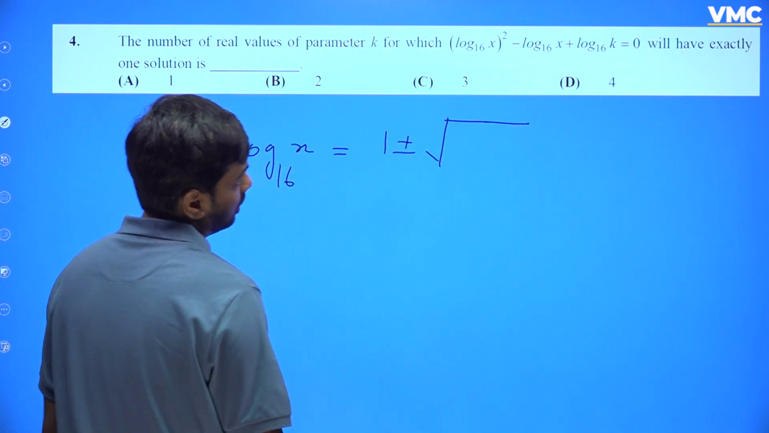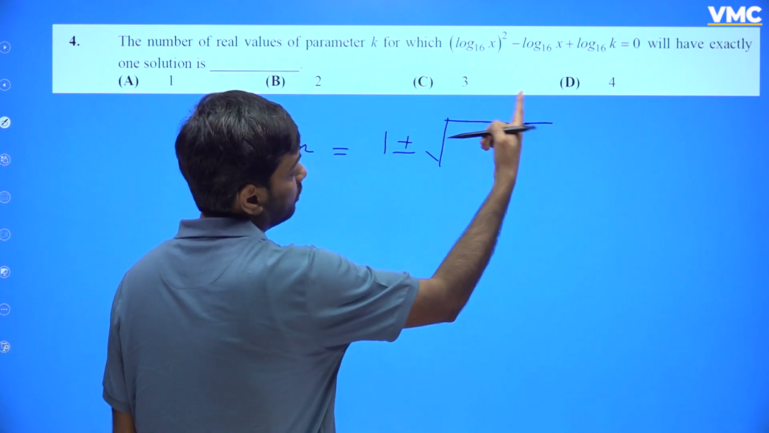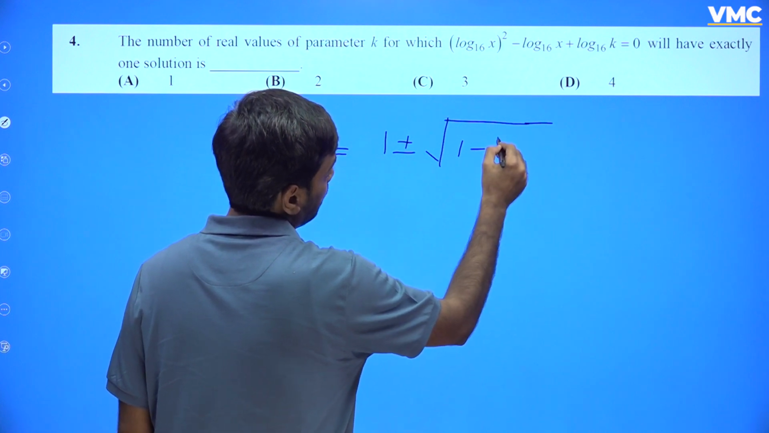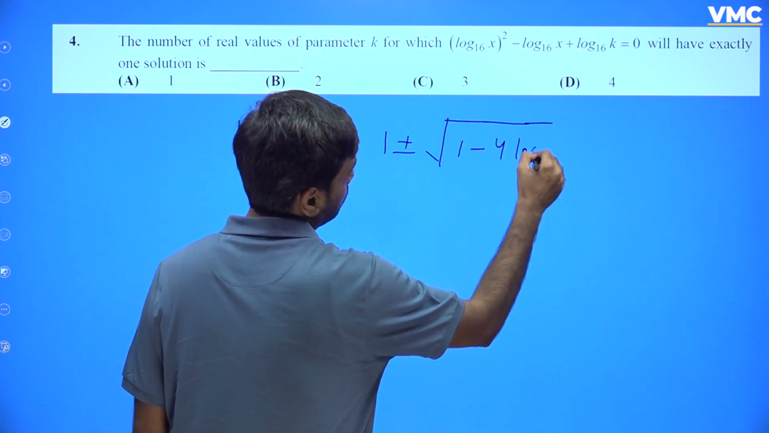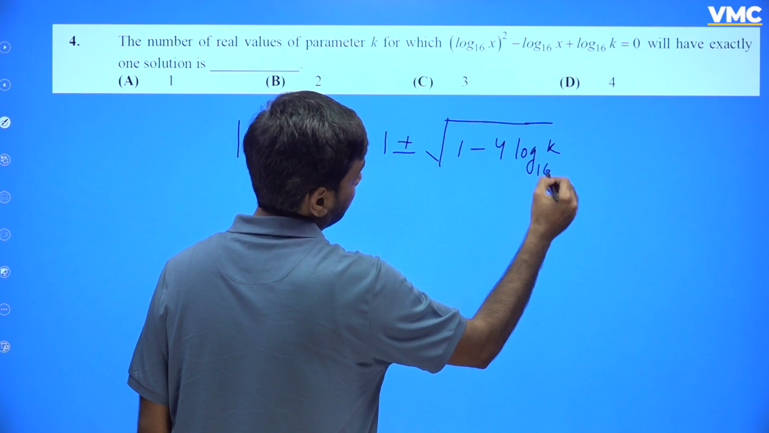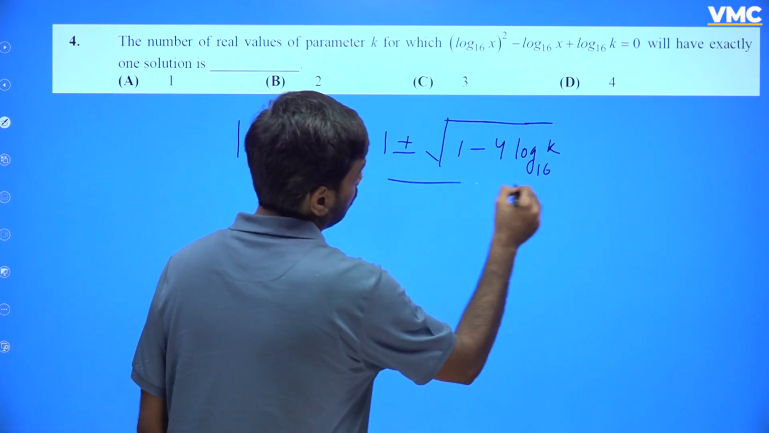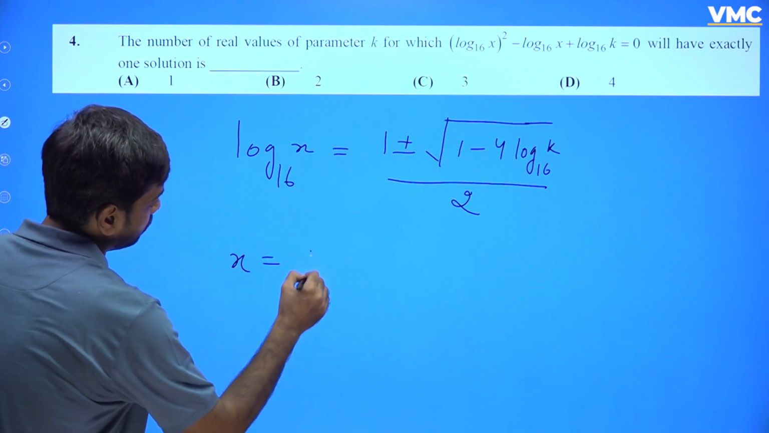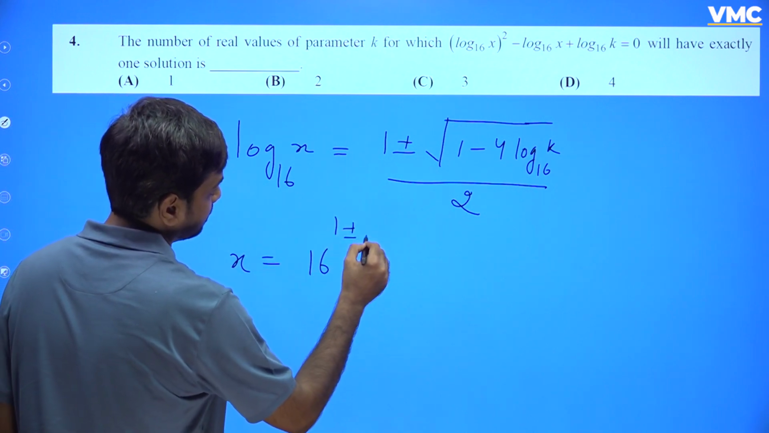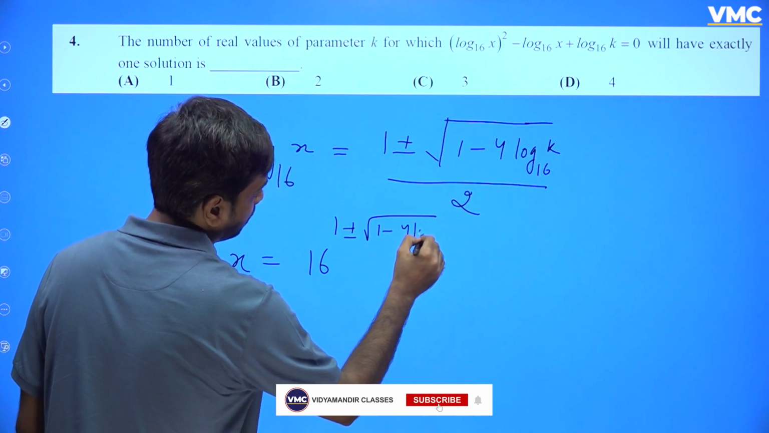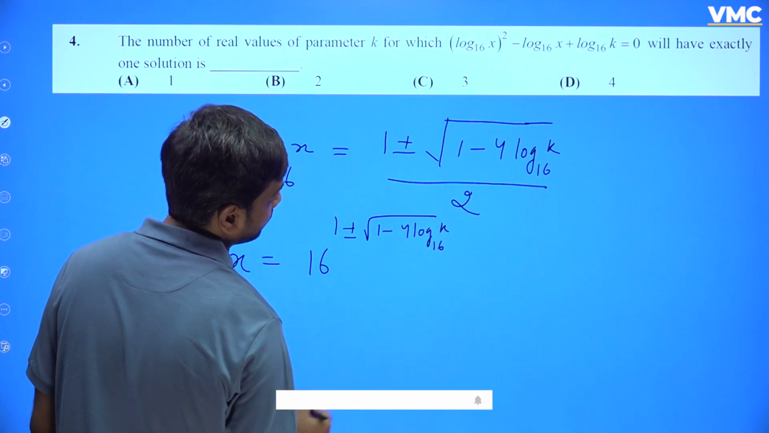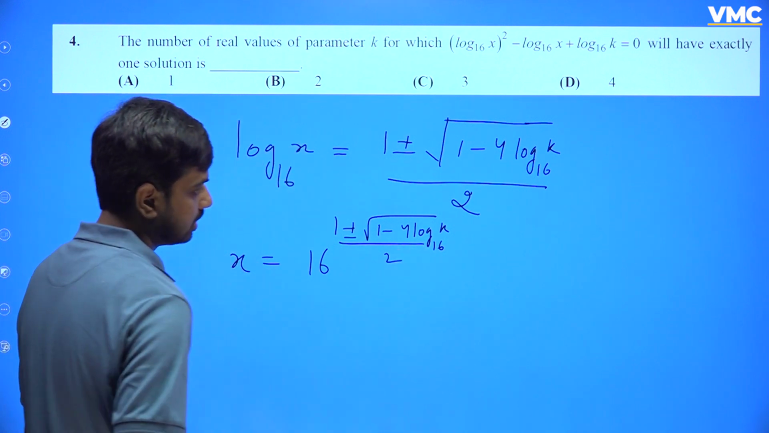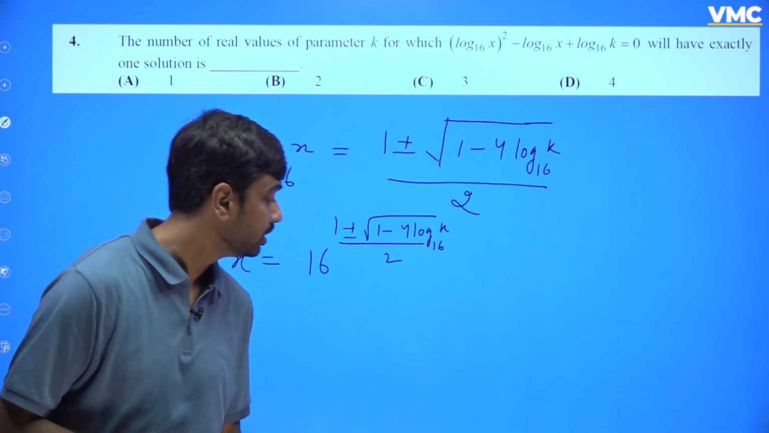We have 1 plus minus. Now the discriminant is going to be, the coefficient of the second term is minus 1, so 1 minus 4ac, so 4 times log k with base 16. In the denominator we have 2. So from here the value of x is equal to 16 raised to the power of 1 plus minus root over 1 minus 4 log k with base 16 upon 2. Right, so 2 is in the denominator.